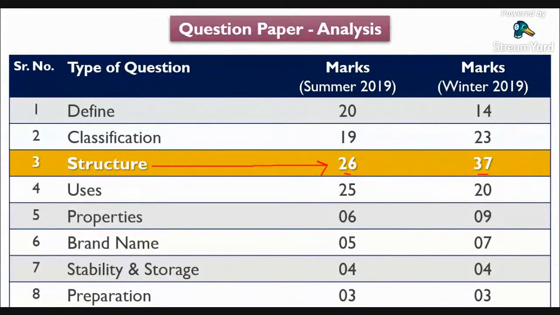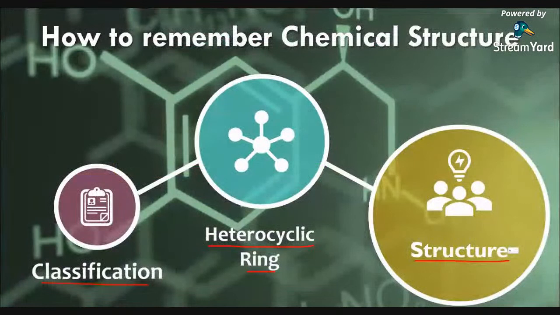The structure part is very important. That is 26 and 37 marks. Okay. From that point, we are starting our discussion again. So how to remember the chemical structures? First, you have to write down the classifications. Then you must mention the heterocyclic ring present in that structure, and then you have to draw the chemical structures.